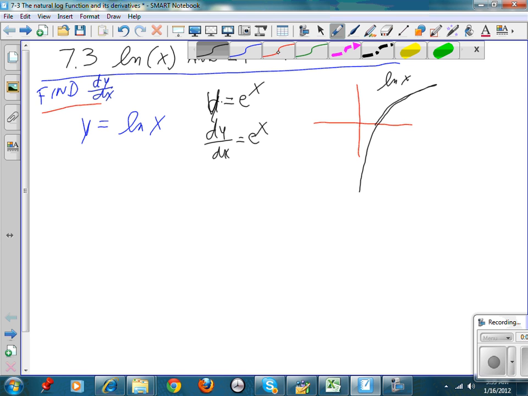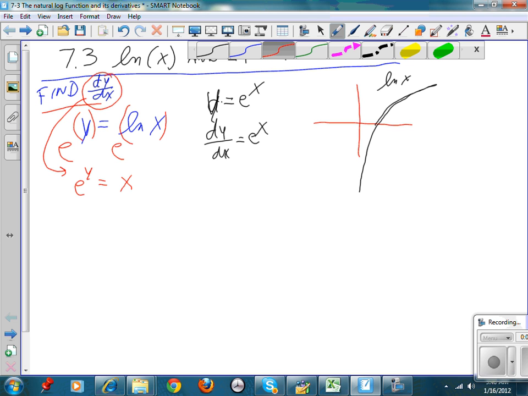Well, how do I do that? I start here and take the inverse of both sides. I take e to the y, sorry, and e to the x. So I apply the same function to both sides of the equation. And now what do I get? I'm left with e to the y is equal to x. Now I want to find dy/dx. Well, this just looks like an implicit differentiation problem. So we can do this.